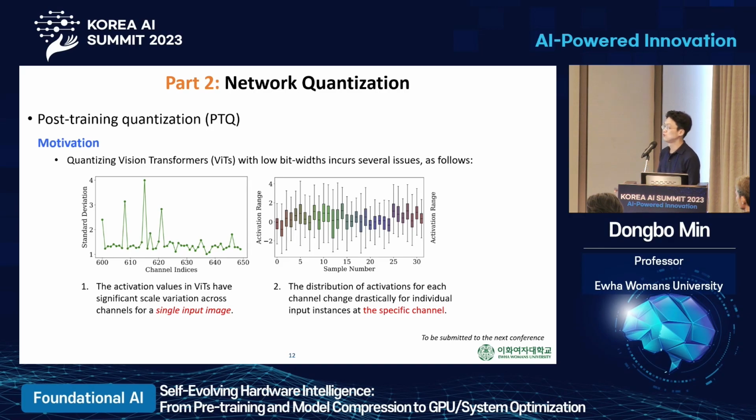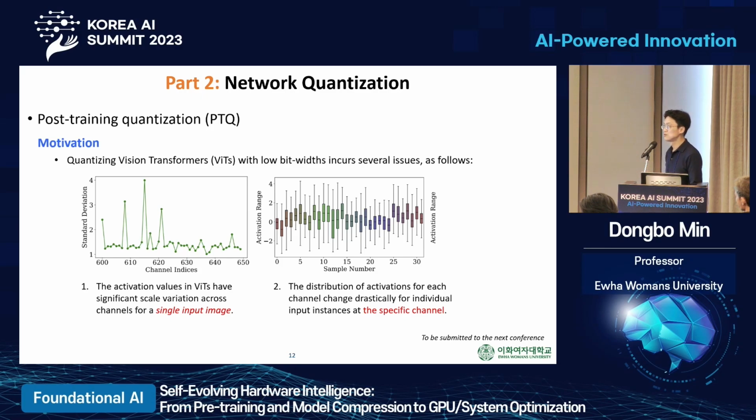If you take a look at these two figures, the left figure, the X dimension is a channel index, for instance, channel index for the single image. So what we observed from this figure is that the activation value in ViT has a significant scale variance across the channel, even for the single image. For instance, the 300 channel, 600 or 610 or 612, their variance is completely different, even for the single image.